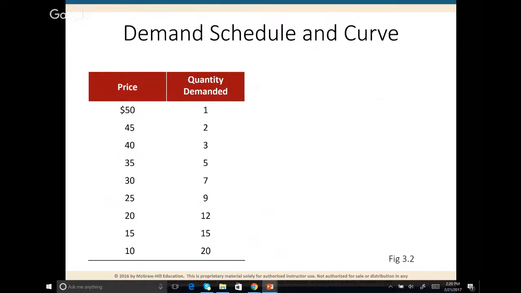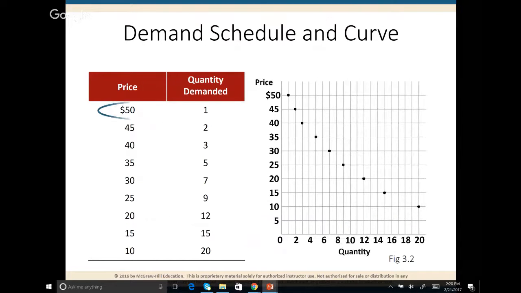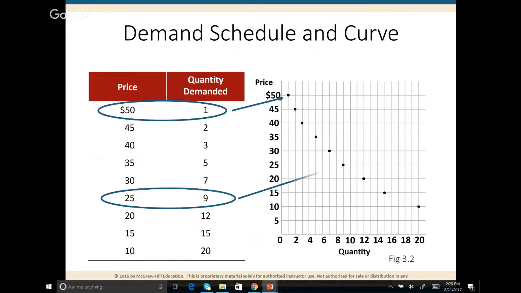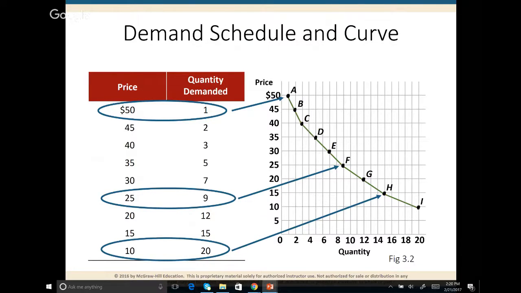All right, so let's see how this demand curve looks. So again, when you draw a demand curve, it's always price on the vertical axis and quantity on the horizontal. And then you plot all the points in. So this line here, that's called the demand curve. As you see, demand is always downward sloping.